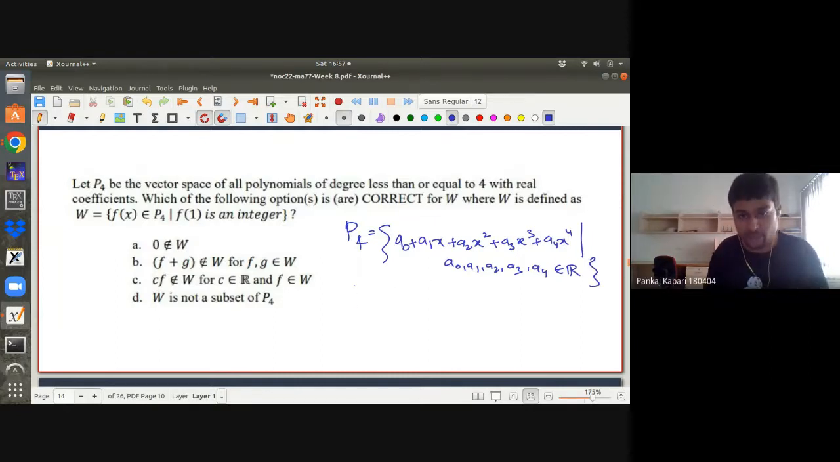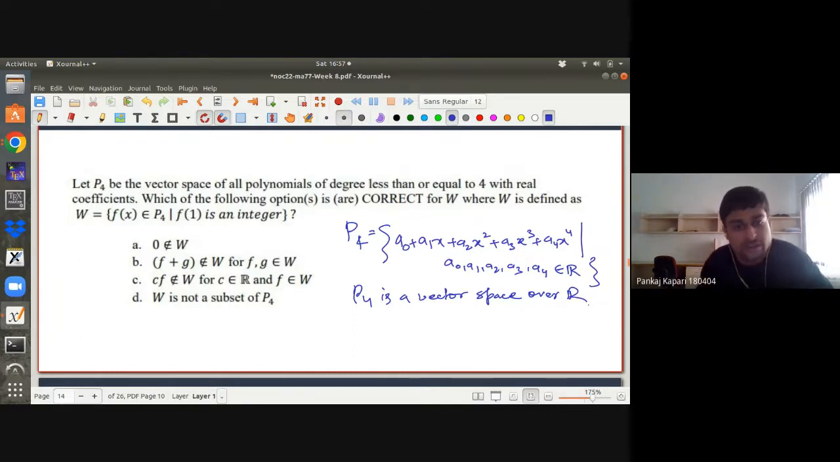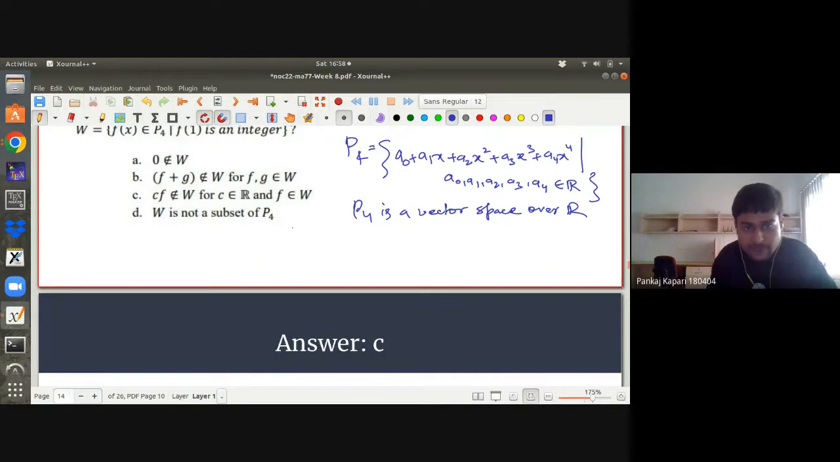This P4 is a vector space over R. Why is this a vector space? Because if you add two polynomials of degree less than or equal to 4, you again get a polynomial of degree less than or equal to 4. And if you multiply a polynomial by some scalar, you again have a polynomial of degree at most 4. You can check that all the properties of a vector space get satisfied here. So this is a vector space, and a subset of P4 is given.